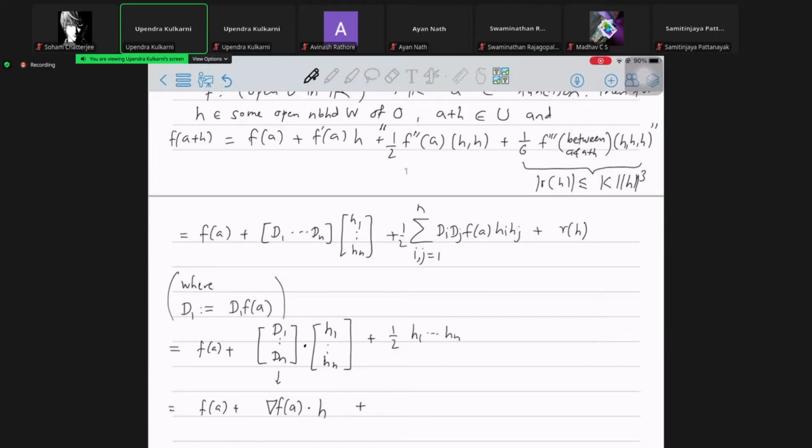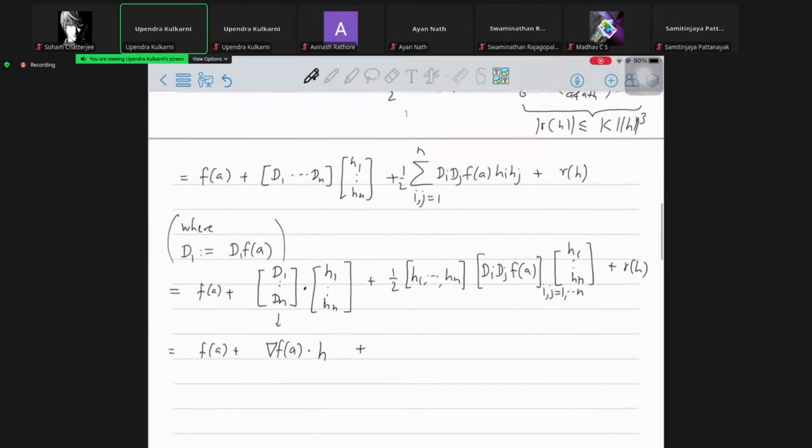h1 up to hn, I write it as a row vector. Then I write di dj of f at a as a matrix where i and j go from 1 to n, times the column vector h1 up to hn, plus r of h. So I sort of pulled this out of my hat. At some point when we were doing this, somebody in class mentioned that we could do this for the quadratic term. But let's just see what this is saying.